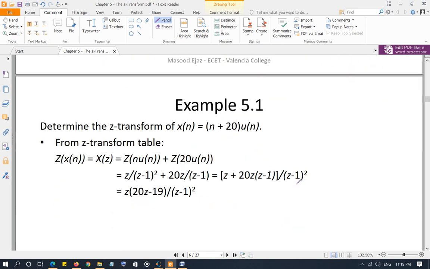Alright, example 5.1, we have to determine the Z transform of xn equals n plus 20 times u of n. So basically we will divide the signal into n u n and 20 u n, and n u n is z over z minus 1 squared, and 20 u n is 20 z over z minus 1. That's the Z transform of that, and then I went ahead and simplified it and gave you the simplified answer.